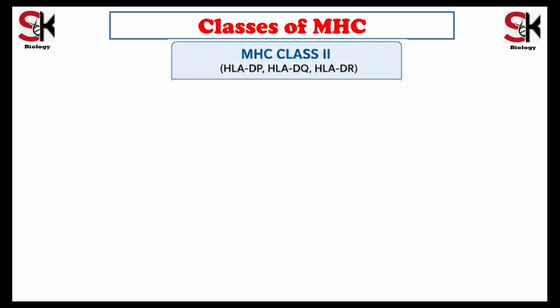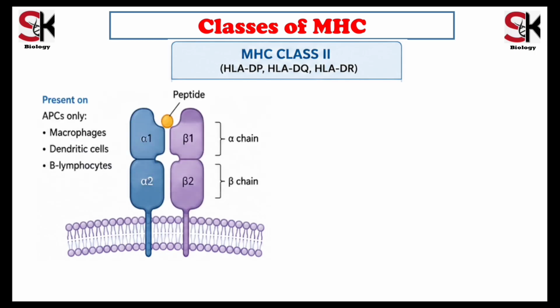But what about bacteria that remain outside cells? For that, the immune system uses another system. That system is MHC class 2 molecules. MHC2 is only present on antigen presenting cells like macrophages, dendritic cells and B lymphocytes. This is the structure of the MHC2 class of molecules.